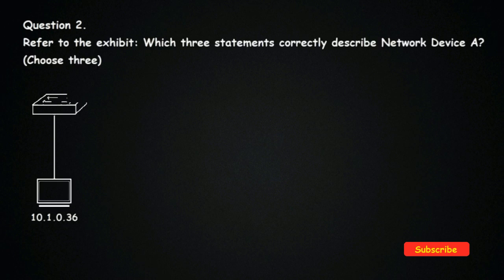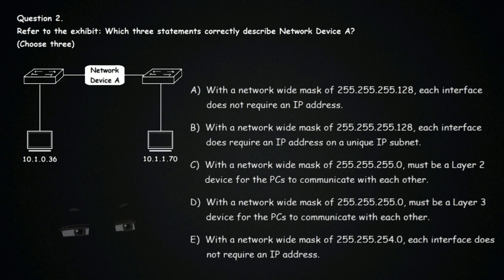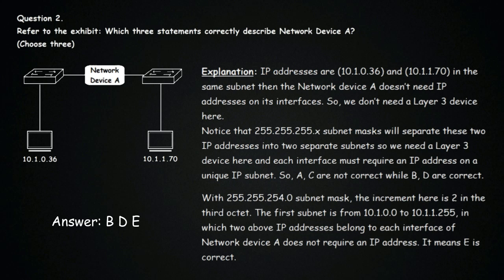Question 2. Refer to the exhibit. Which three statements correctly describe network device A? Choose 3. Options. Answers are B, D, and E. If the IP addresses are in the same subnet, then the network device A doesn't need IP addresses on its interfaces. So we don't need a layer 3 device here. Notice that the subnet mask will separate these two IP addresses into two separate subnets. So we need a layer 3 device here, and each interface must require an IP address on a unique IP subnet. So options A and C are not correct, while option B and D are correct.